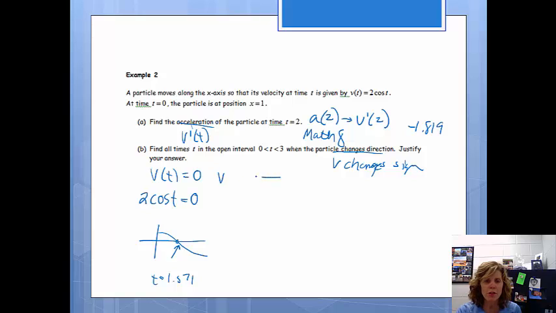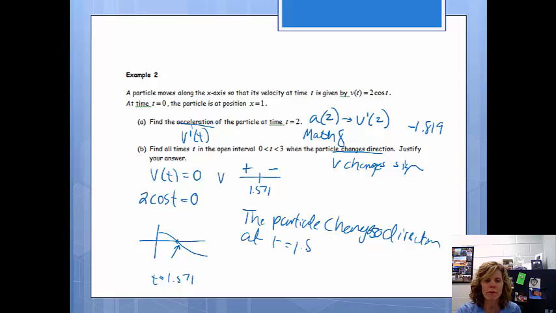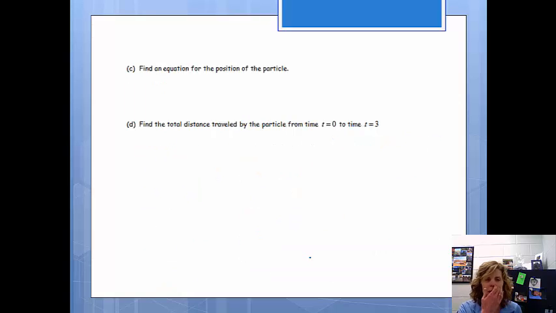And then if you do a velocity chart, you'll notice before 1.571 the velocity is positive, and after 1.571 the velocity is negative. So the particle changes direction at t equals 1.571, and it does say to justify your answer, that would be because velocity changes sign. All right, okay. And then part C says to find an equation for the position of the particle.